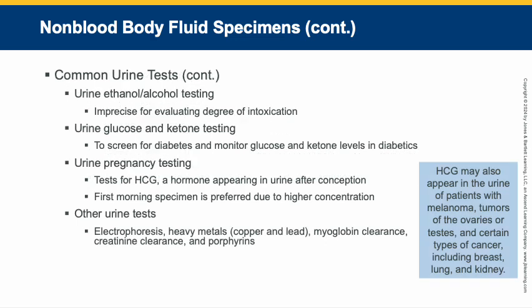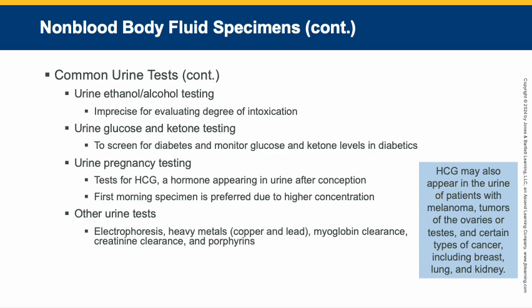Some common tests that are done, you can do urine alcohol or urine ethanol. These are not very good at evaluating intoxication, so they don't use these very often. They would rather do blood alcohols. Urine glucose and ketone testing. This screens for diabetes and ketones in a diabetic.